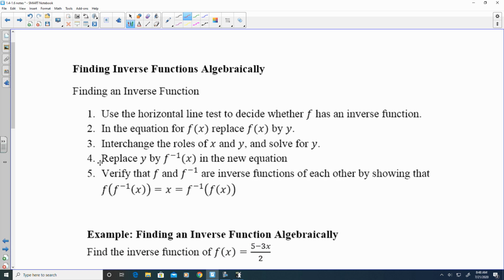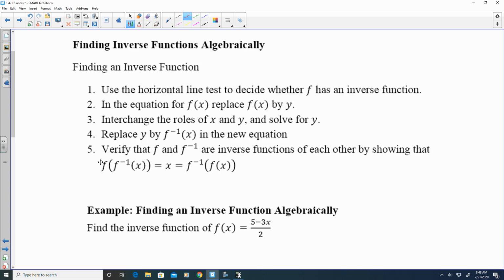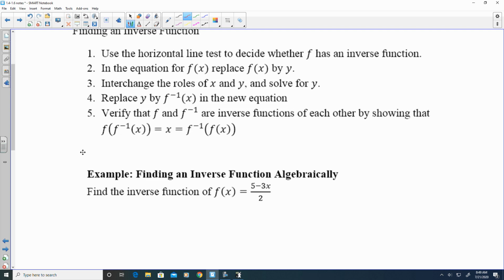So this is what we did algebraically. First, we need to decide if it has an inverse. We're going to use the horizontal line test first. And then these are the steps that I showed you on the first couple examples, where we put y in for f of x, switch x and y, and solve it for y. This number 5 step is kind of optional. It's if you're not sure you did it right and you're somebody who likes to check their work. If you want to know for sure that your answers are right, you can do the compositions and see if you get the identity function of x when you simplify them.